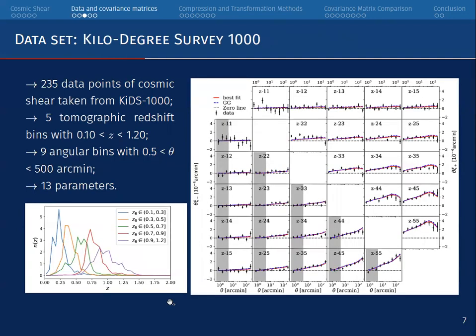The second data set is taken from the Kilodegree Survey 1000, or KiDS 1000 for short. Again, this is only for cosmic shear. So we have 235 data points divided into 5 tomographic redshift bins, and then further divided into 9 angular bins. For this set, we have 13 parameters with 5 cosmological ones, 2 astrophysical, and 6 systematics.